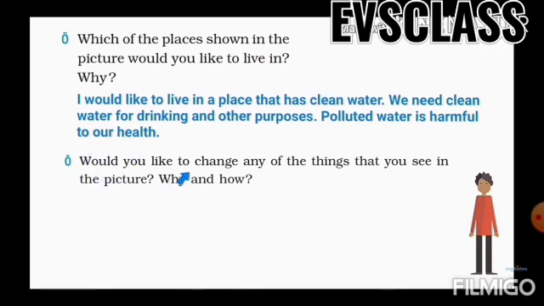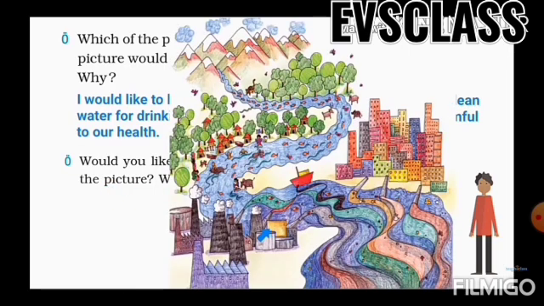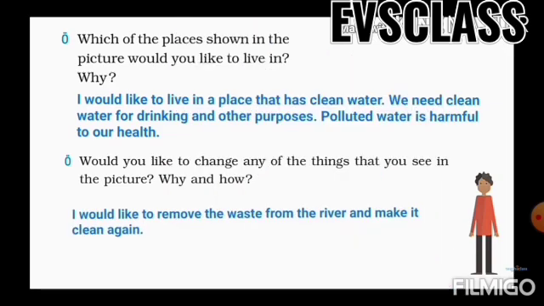Understood, students? Would you like to change any of the things that you see in the picture? Why? Students, see in the picture, at the beginning the river is very clean and blue in color, and so many organisms, fish are there. Now factory waste pollutes it, and oil also spills. So what is your answer? I would like to remove the waste from the river and make it clean again.